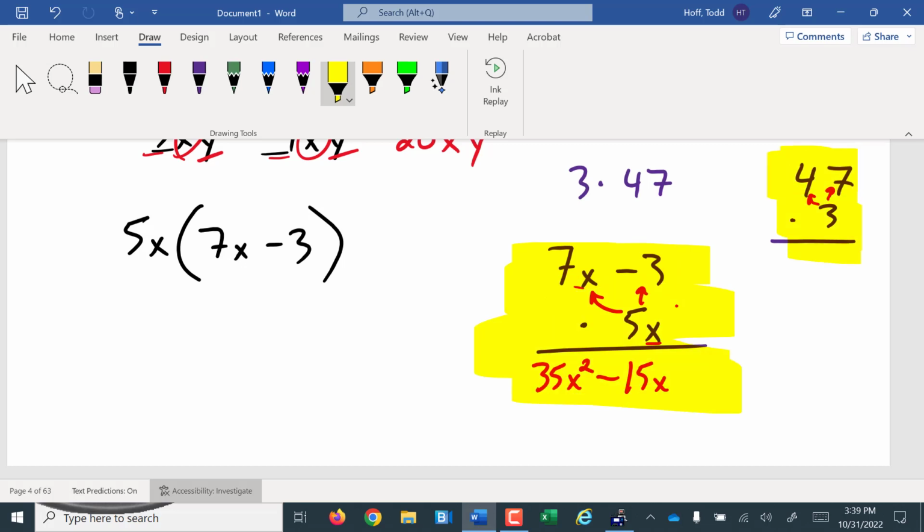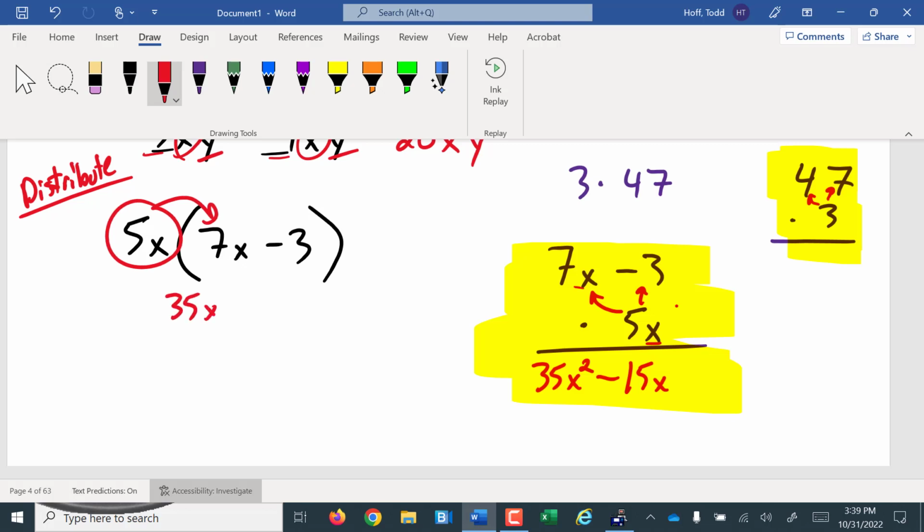Now, of course, we've all been taught a shortcut called distributing. If you distribute here, all it does is save space. You do 5x times 7x, which is 35x squared, and 5x times negative 3, which is negative 15x. Just saves a little space.